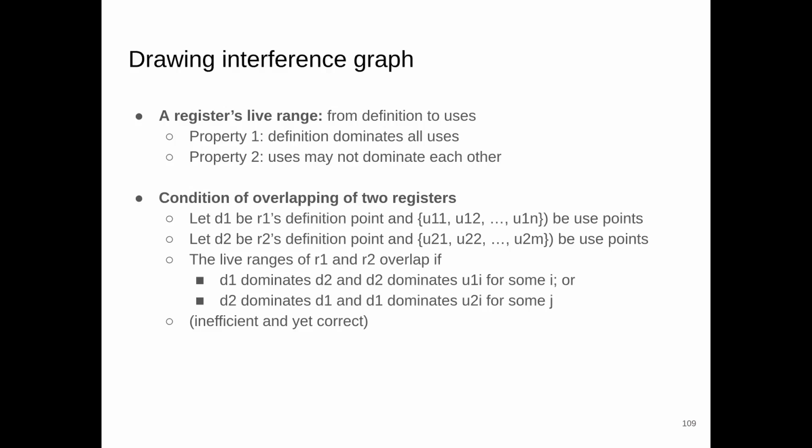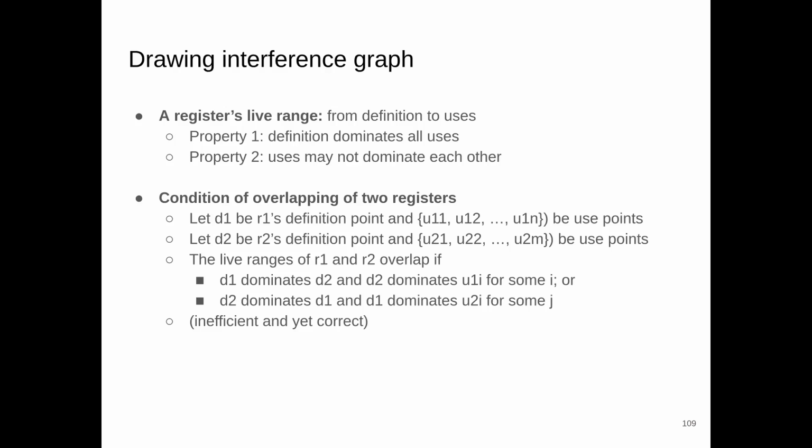So this is basically the overlap condition. If either of those happens, then these two registers are overlapping with each other. Otherwise, if this is false for all uses, then they are not interfering with each other because their live ranges are not coexisting at any point of time inside the program. So this is the correct and complete condition for checking whether two registers' live ranges are overlapping.